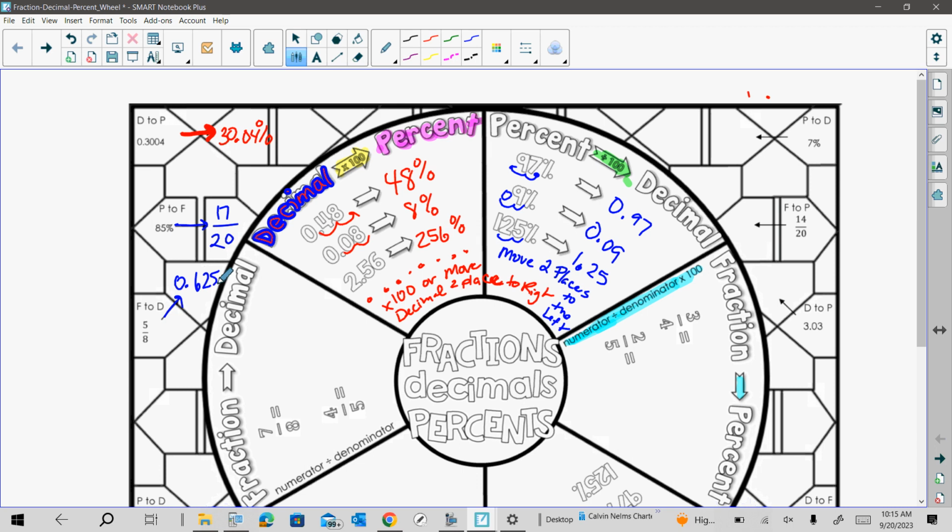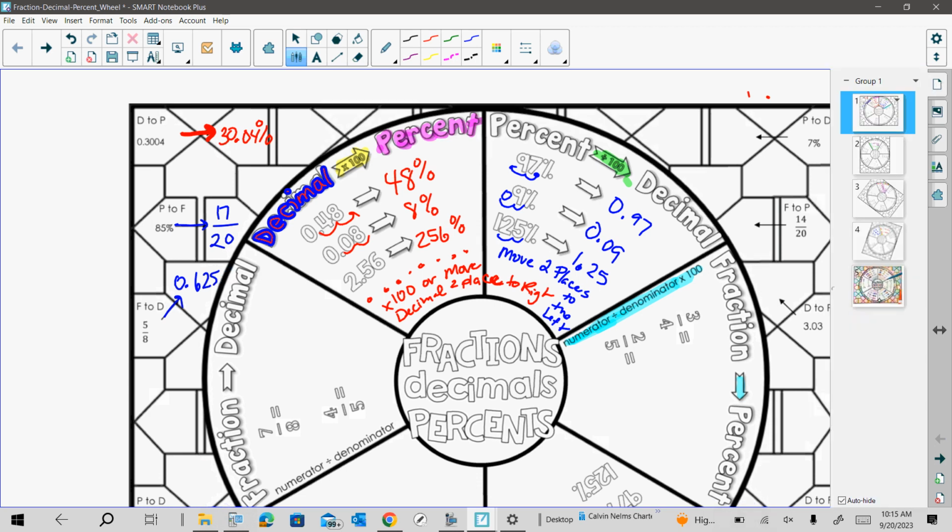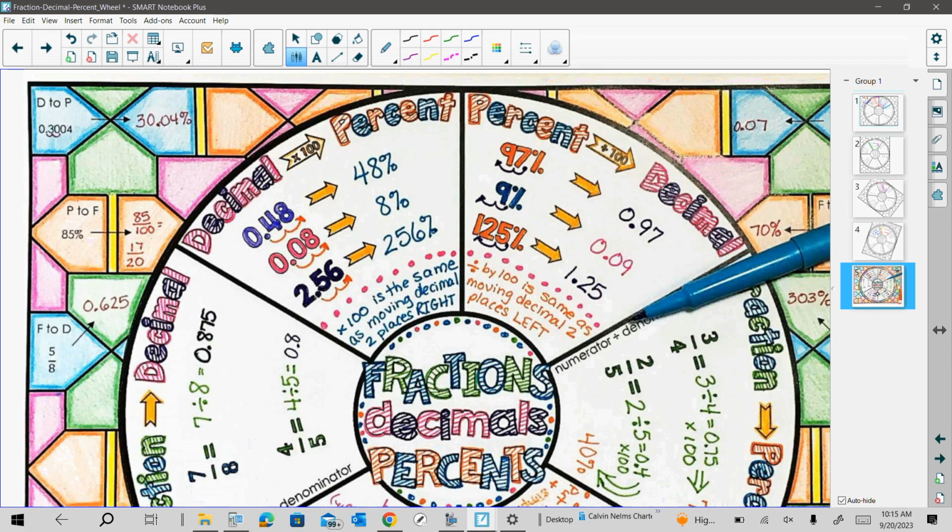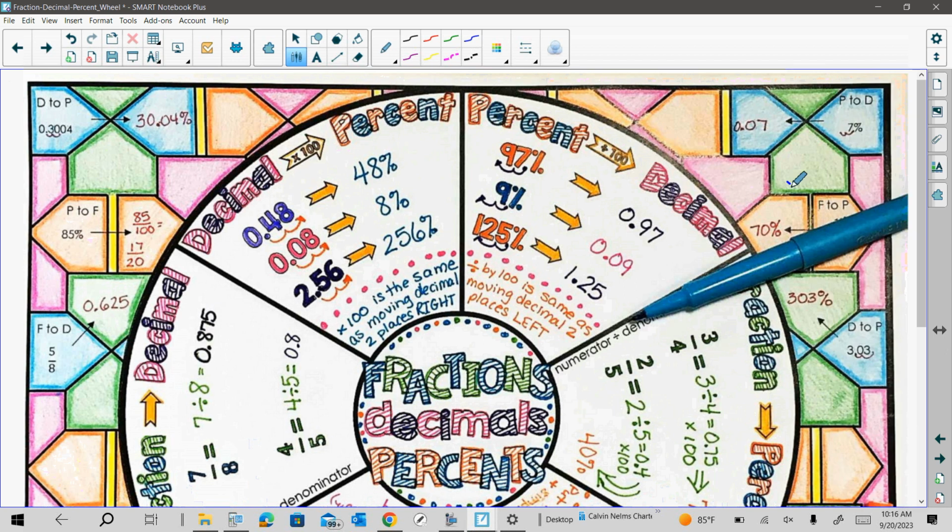Are we okay on this, where the problems are? Does everyone see the problems around the circle? Yes. And then where to put your answer? Okay, so designs can vary. This is just an example. But I do want you to color your mosaic around the circle, okay? Make sure your answers are in there.